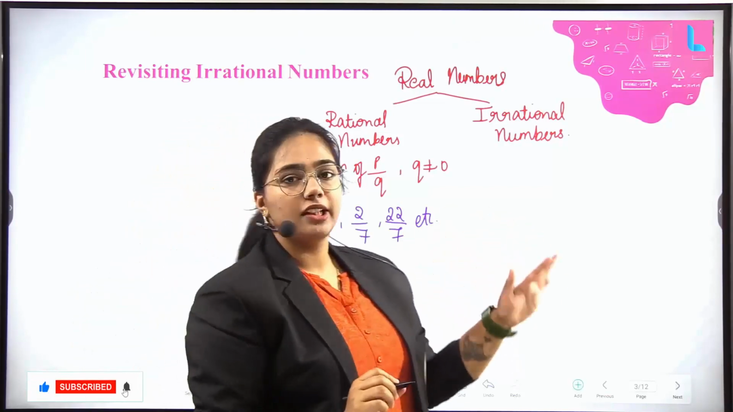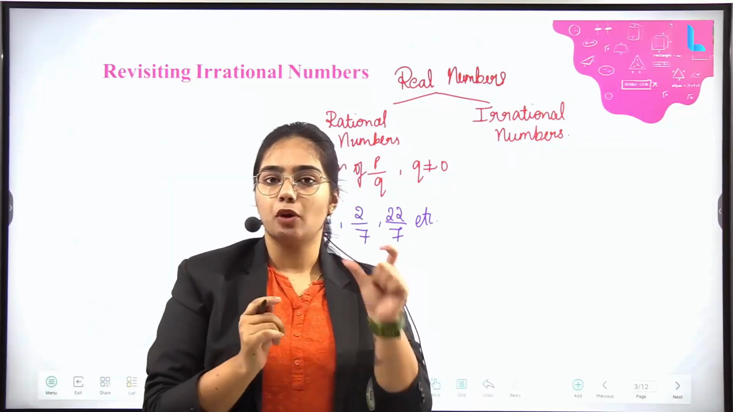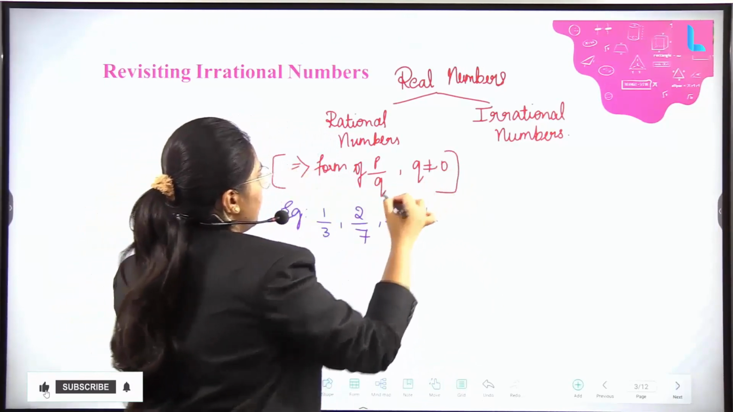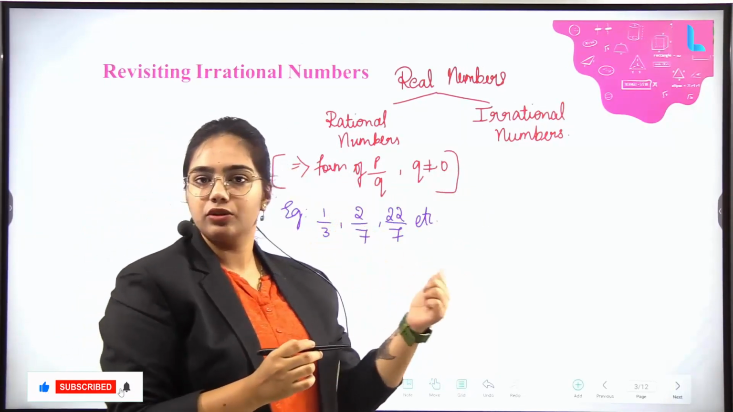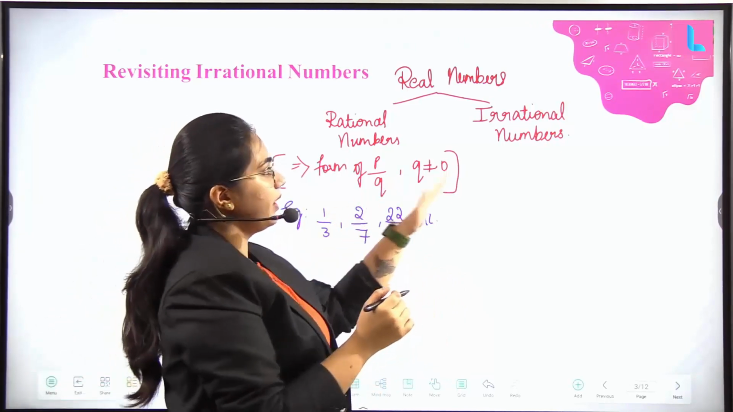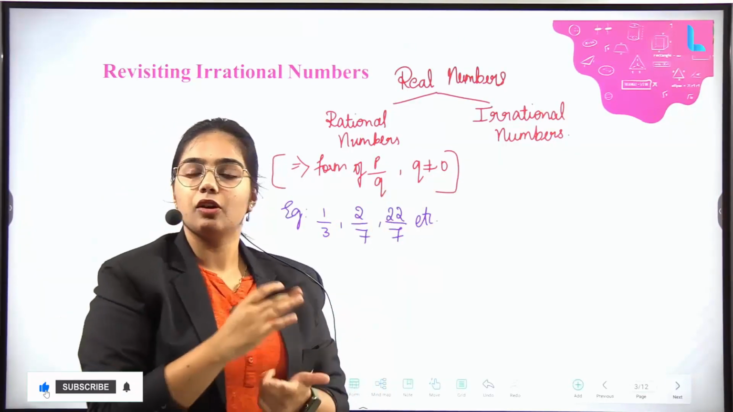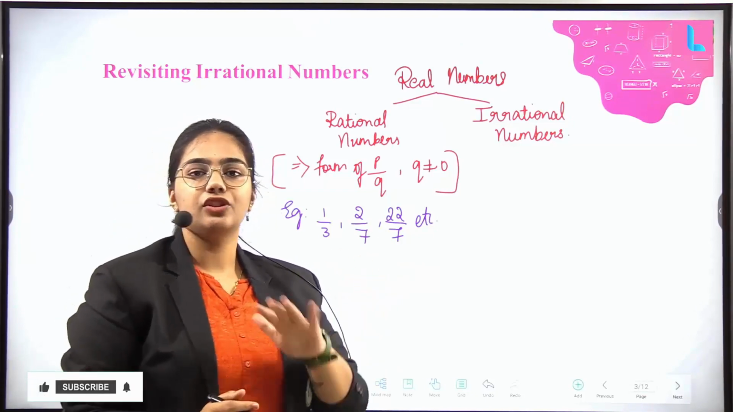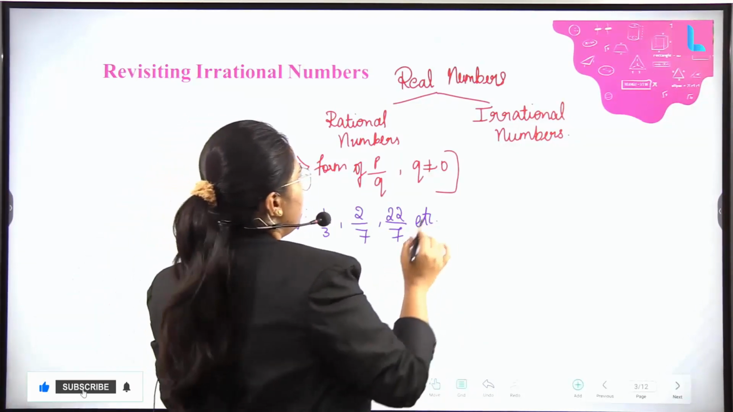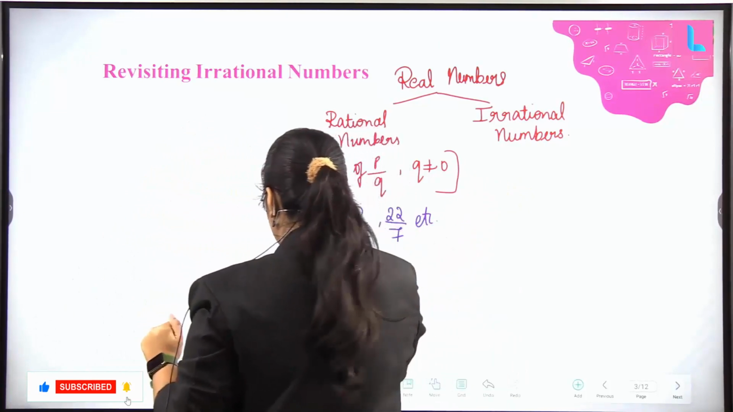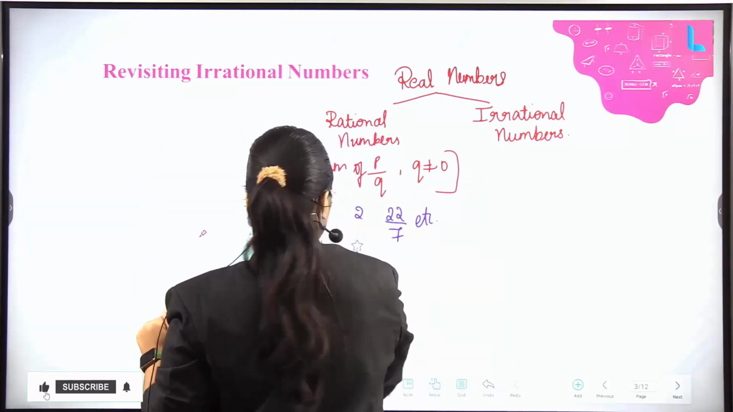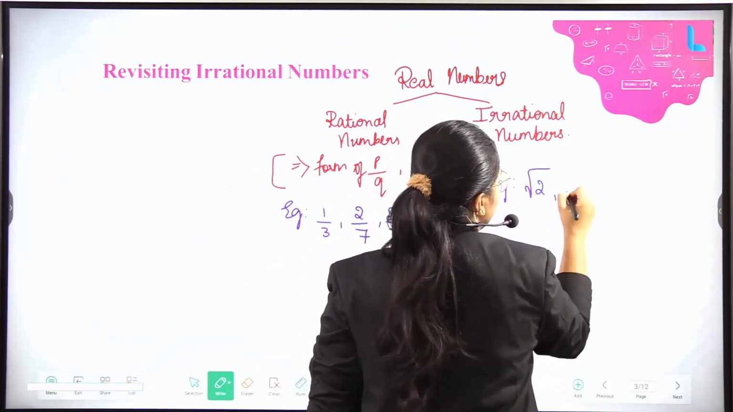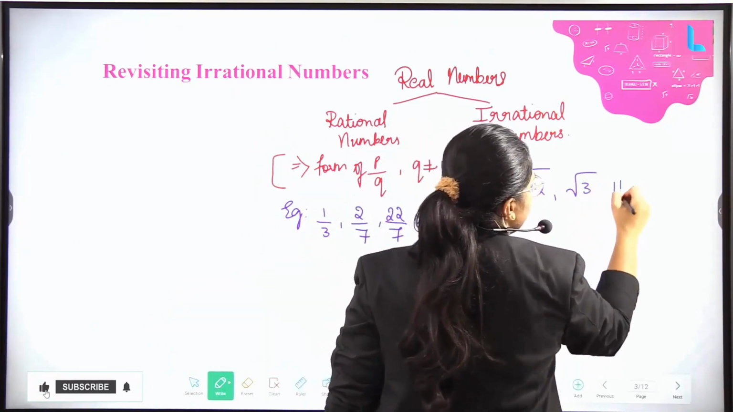What is an irrational number? For an irrational number there is no proper definition as such. For a rational number we have the form P upon Q, where Q is not equal to 0. But what is an irrational number? According to your textbook, an irrational number is a number which is not a rational number. Examples can be root 2, root 3, pi.